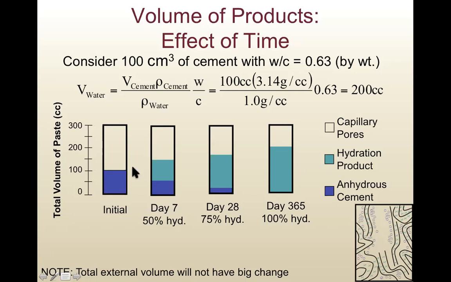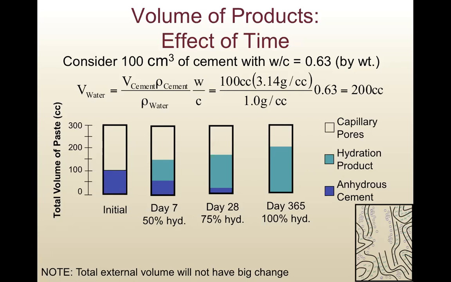Remember, we have the initial set time and the final set time, which is after 4 to 8 hours. After concrete or cement paste sets, the total external volume will not change as much. So the total volume of cement will be kept around 300 cc. Here it just shows the total volume of different phases. It does not mean the total volume shrinks after 7 days. This is some of the confusing point.